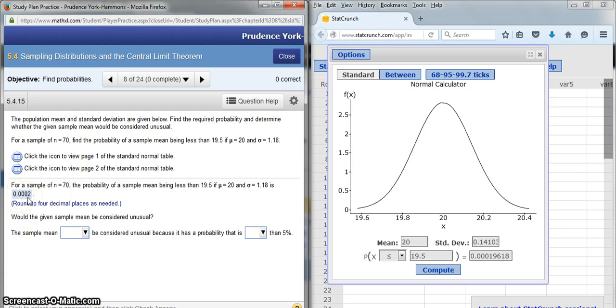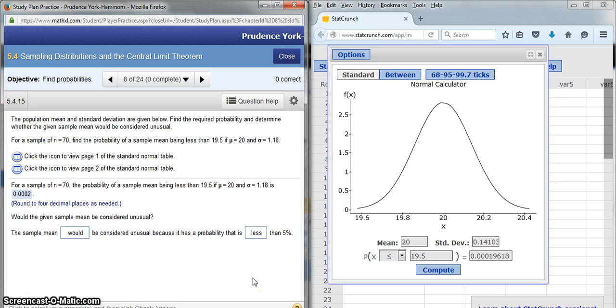Now I have to decide if it's unusual. Remember, if the probability is less than 0.05, which this one is, it would be unusual. So the sample mean would be considered unusual because it has a probability that is less than 5%, or as a decimal, 0.05. That is definitely less than 0.05.